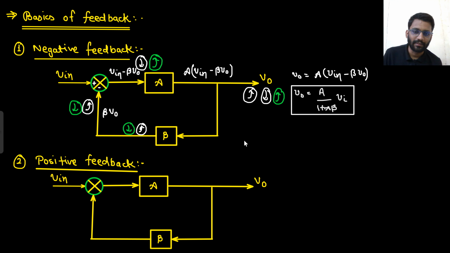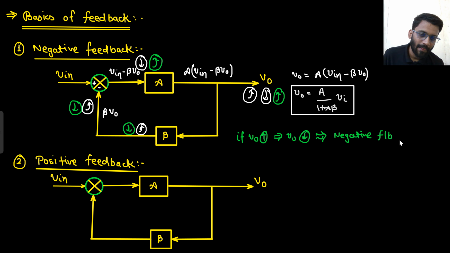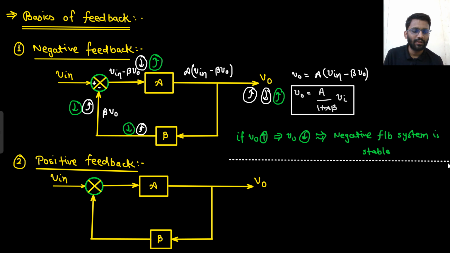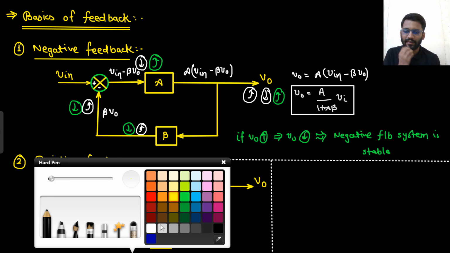So what I am going to write here is that if V naught increases, then in the loop V naught decreases. What does that show? That the negative feedback system is stable. Well and good. All these things we have studied in feedback topology. If you have studied feedback topology from me, certainly you are aware of all those things, right?